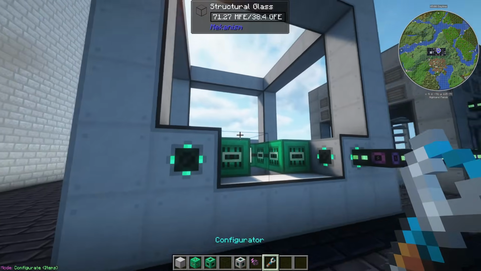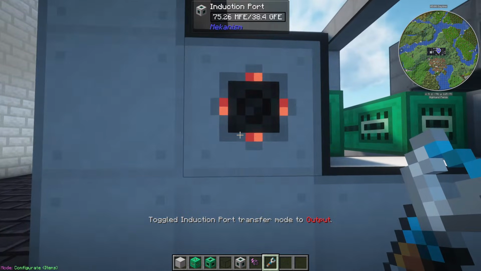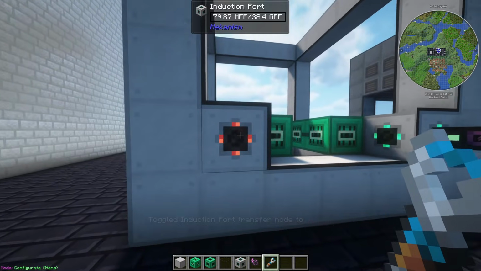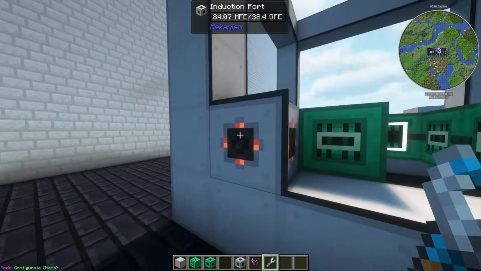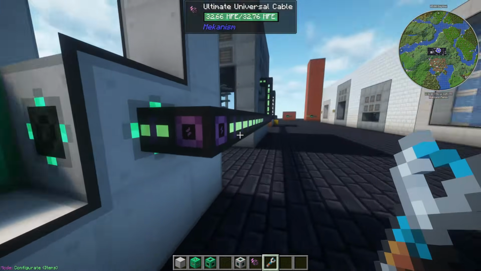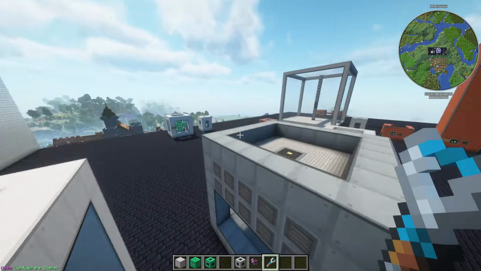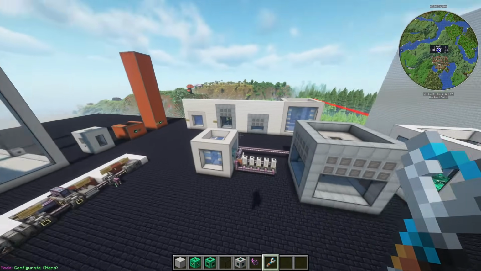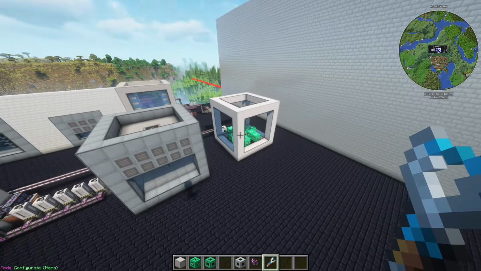Well, then go ahead and take your configurator, shift right click, and it says the induction port transfer mode is set to output. So red is output, green is input, and in this order, this is how you create power, this is how you use the power, and this is how you store the power.